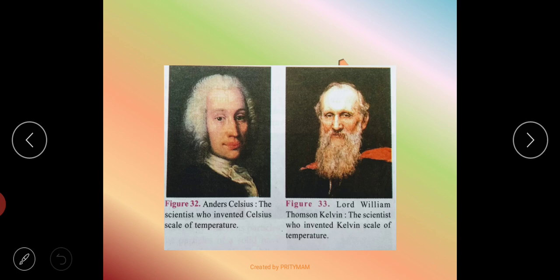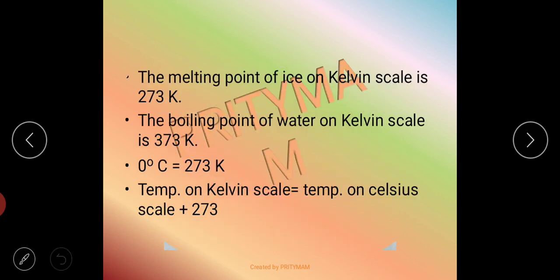This is a famous scientist who invented the Celsius scale of temperature. He is Andreas Celsius, and this great scientist is Lord William Thomson Kelvin. He is the person who invented the Kelvin scale of temperature. The melting point of ice on the Kelvin scale is 273 Kelvin, and the boiling point of water on the Kelvin scale is 373 Kelvin.